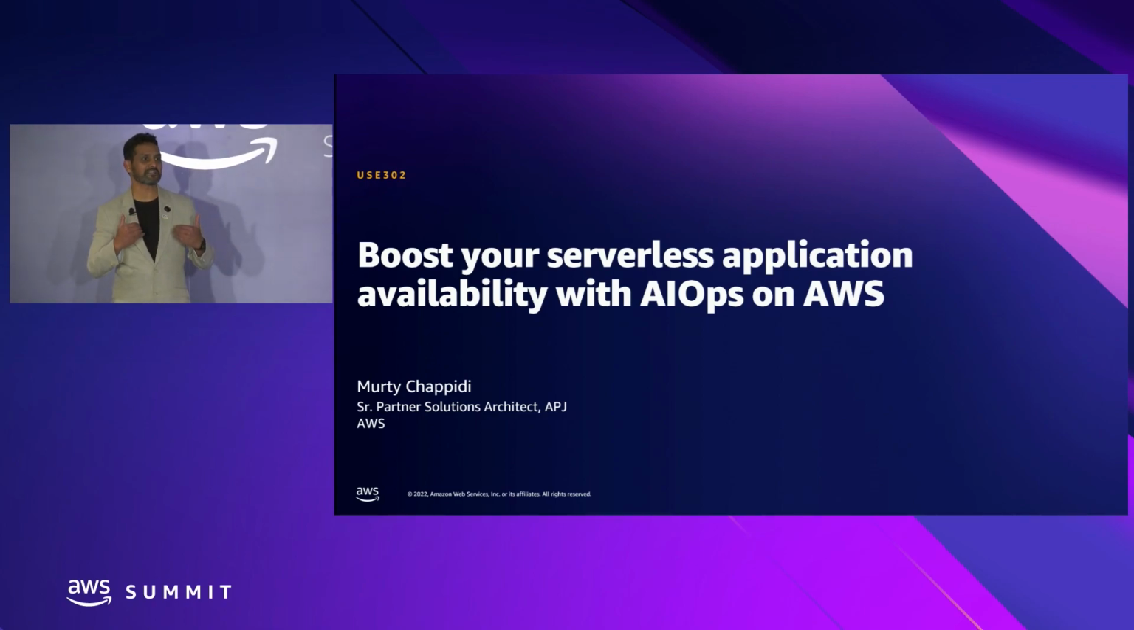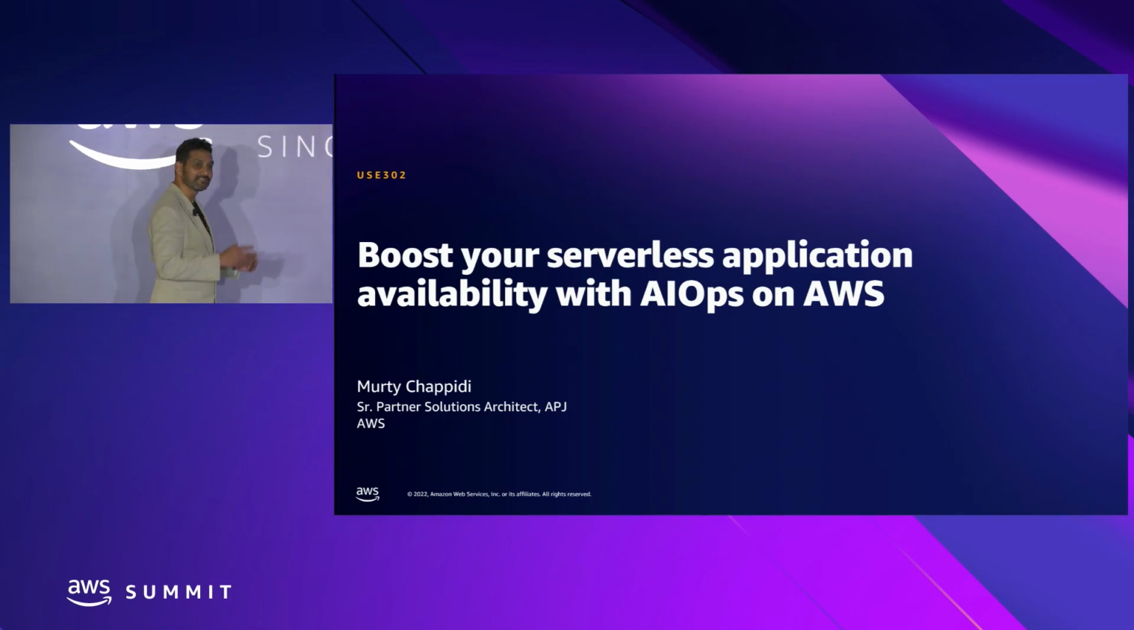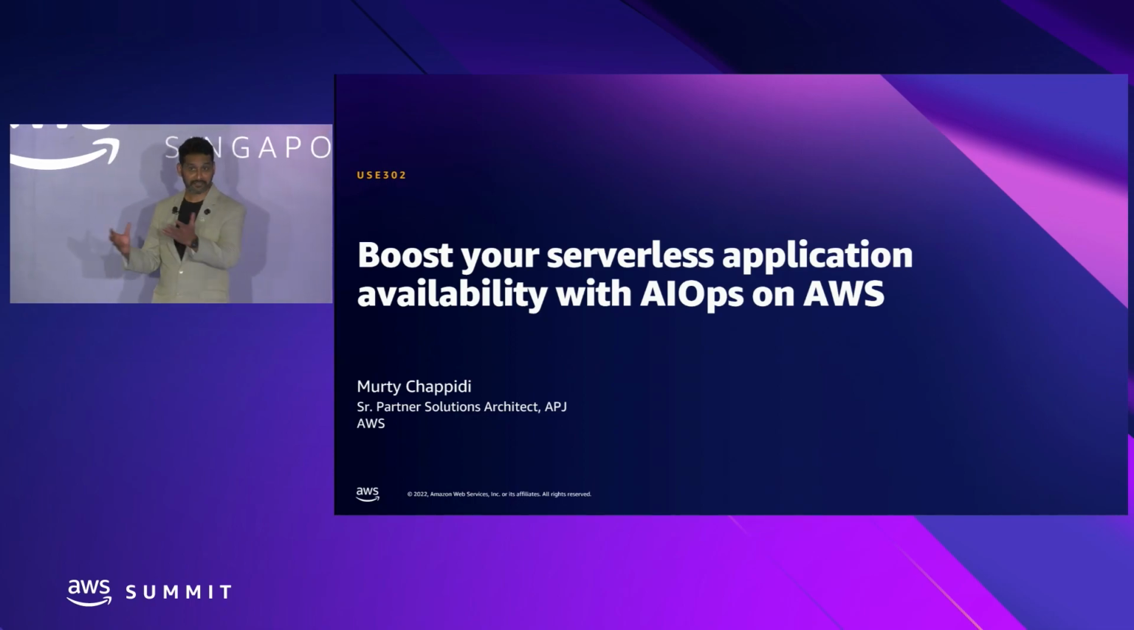My name is Murthy Chapadi. I lead the APJ Partner Solutions team at AWS. I've been at Amazon for about 3 years and I'm based out of Sydney, Australia.